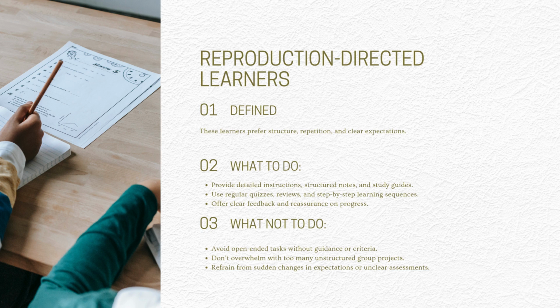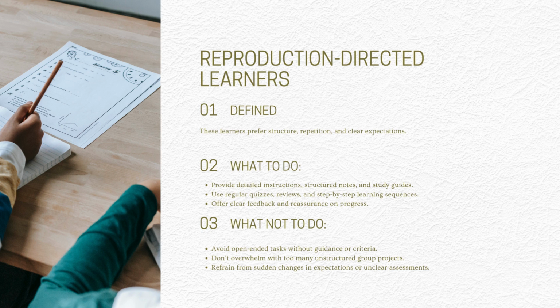Next, we have reproduction directed learners. Remember, these are the ones that like the structure, the repetition, and the clear expectations. So, what do you do if you're in a classroom that has both of these types of learners? Very simply, once you've figured out who doesn't need those directions, those application and meaning directed learners, then you can set them off on their own. And then you can work longer with the reproduction directed learners or those undirected learners.